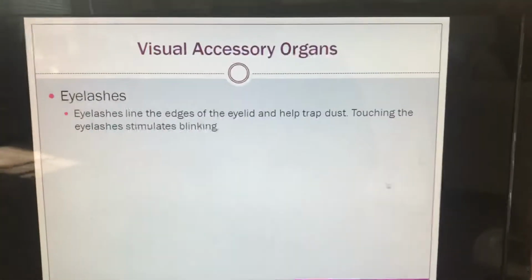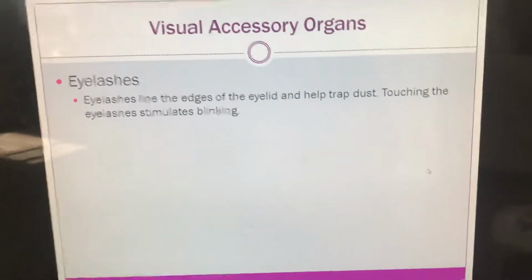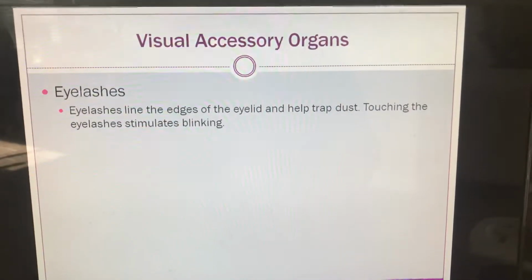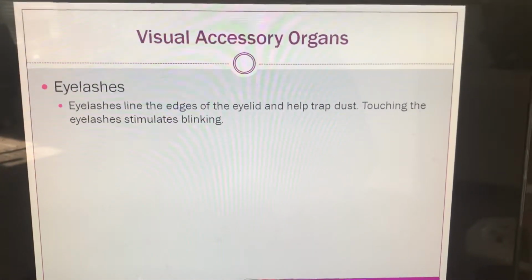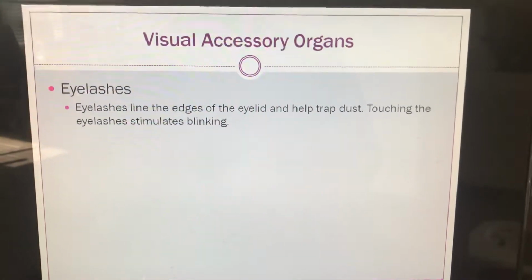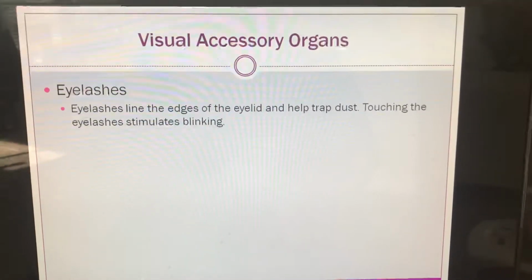Your eyelashes line the edges of the eyelid, and their purpose is to help trap dust. Touching the eyelid will stimulate blinking.